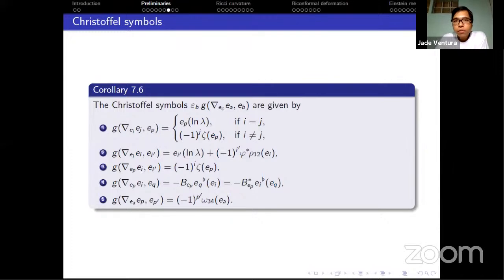So for the computation of the Ricci curvature, so the Ricci curvature, oops.